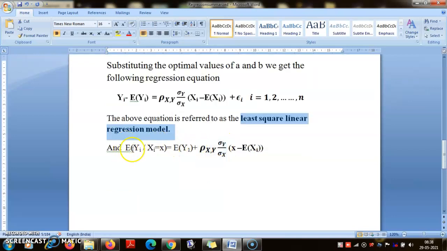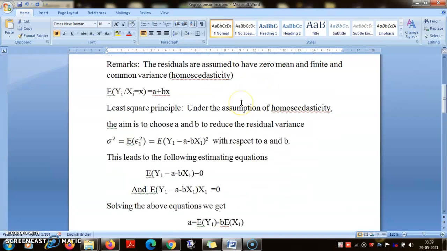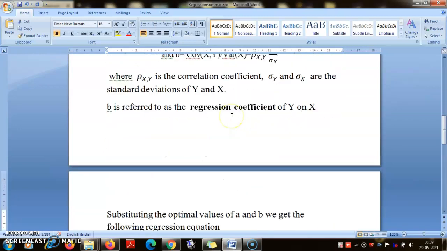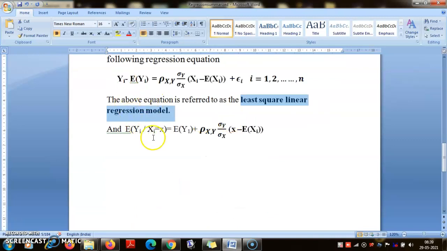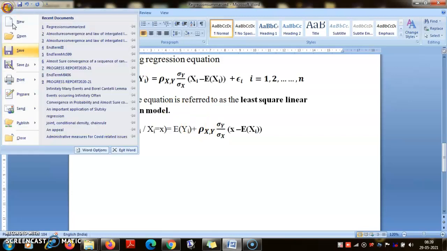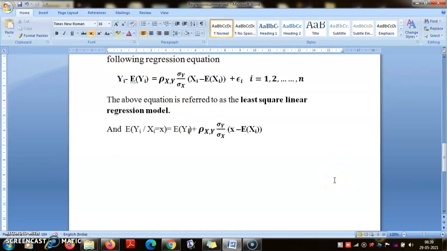And in that case, what will be the conditional mean of y given x equal to x? Under this assumption, the conditional distribution of yi given xi will be normal with mean expectation of yi plus rho xy sigma y by sigma x times x minus expectation of x, and variance will be sigma square. So the conditional mean will be this one only. Here I have written this should be i, right? It doesn't matter because the mean is common, so it is the same there.